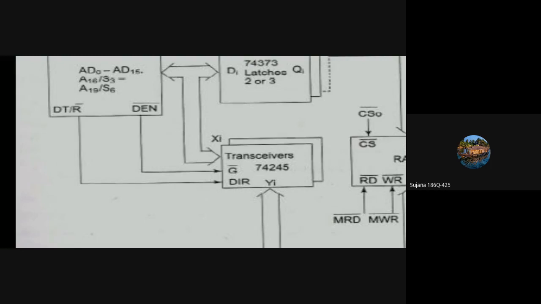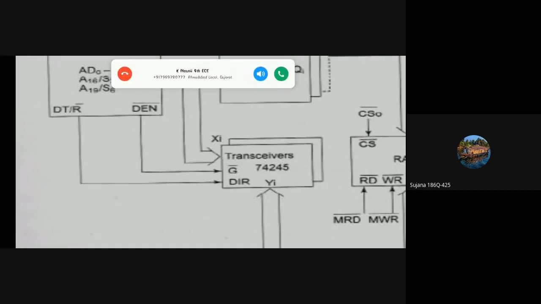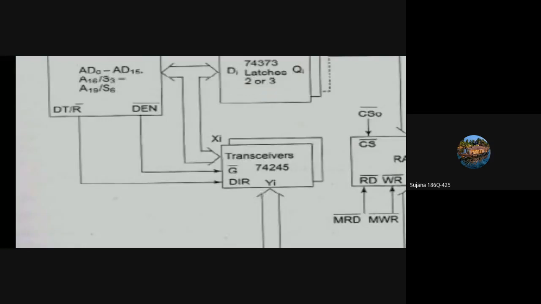You can see here, the C and DIR terminals of these transceivers are connected to DEN bar and DT by R bar. That means the signals DEN bar and DT by R bar control the transceiver operations. So these are the two signals which are used to control the transceiver operations.